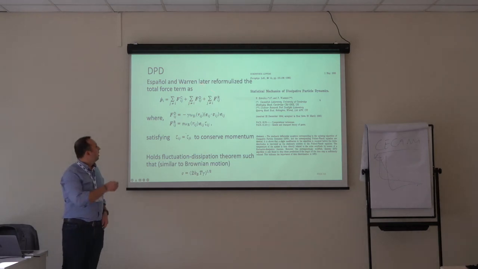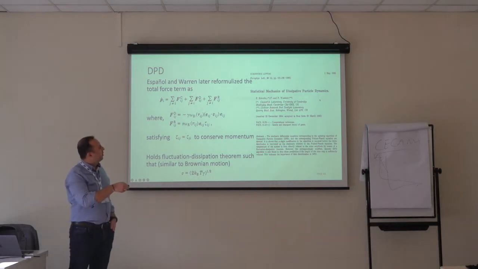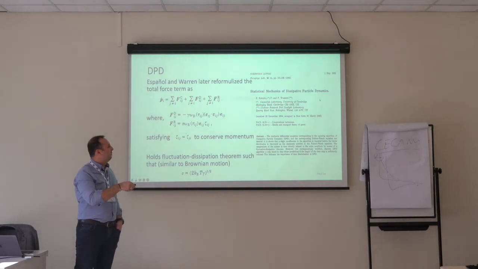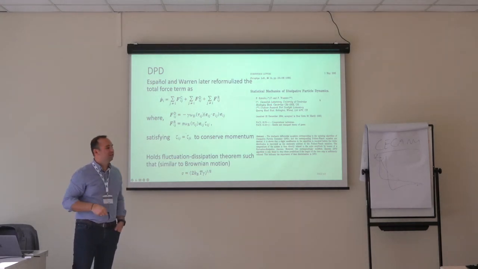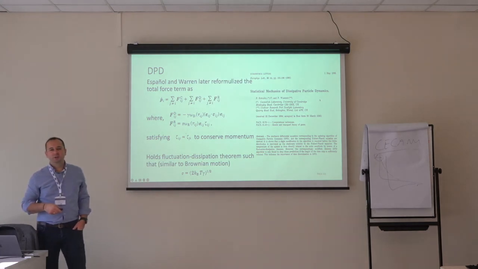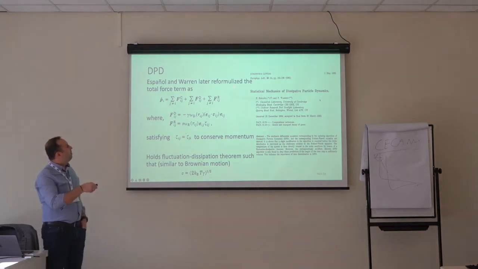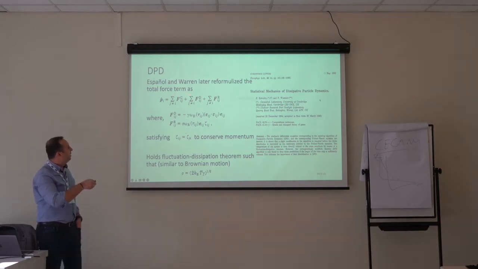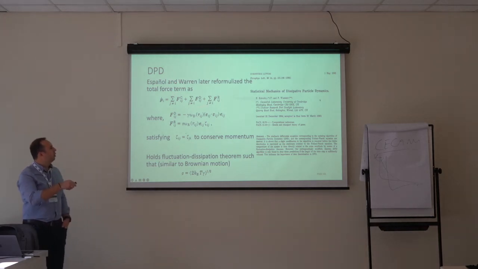Later, Espanyol and Warren, Warren still working at another company. Pep Espanyol was at that time at the university, but Patrick Warren was working at Unilever. They came up with a reformulation of the total force term by discretizing the total force into three parts in DPD: one is the conservative potential, and the rest are the dissipative and the random force.